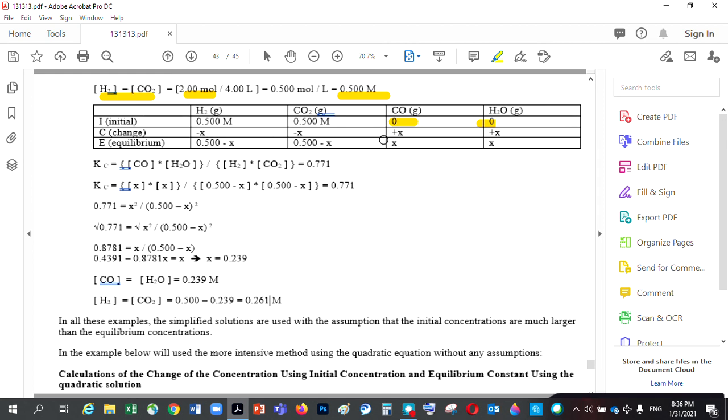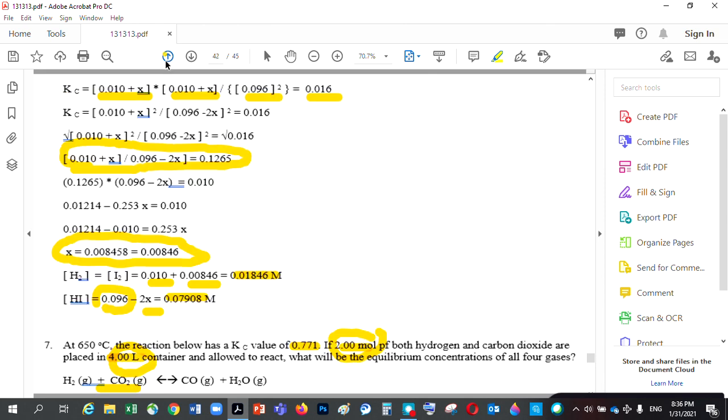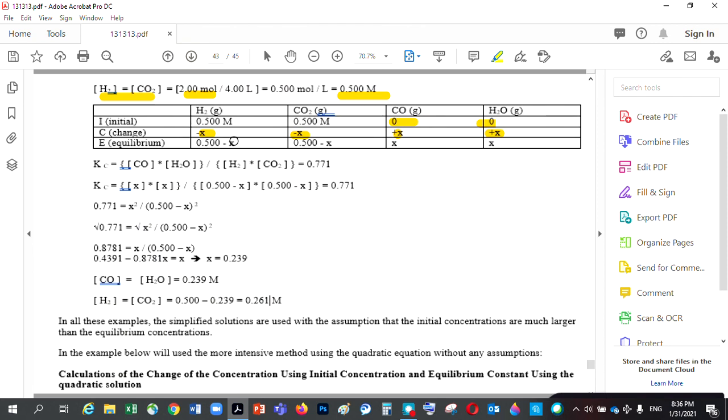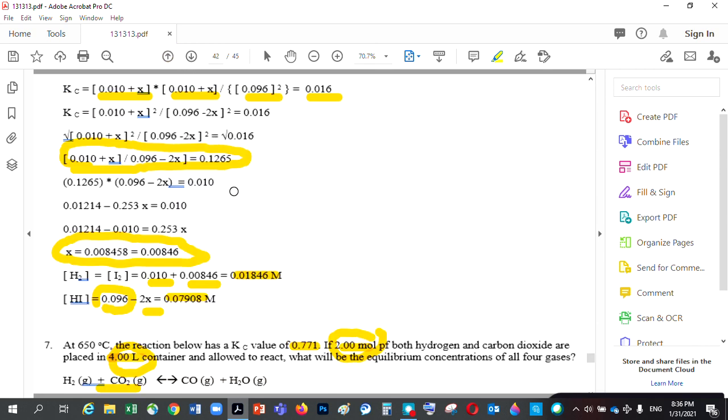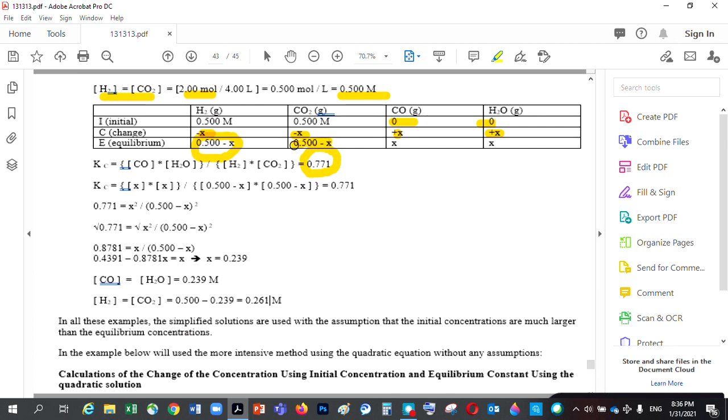Minus x, and here the products are produced, plus x, plus x. Remember, minus x means consumed. And in the reaction there is no 2x or 3x, because if you go back and look, all of them are in a 1 to 1 to 1 to 1 mole ratio. That's good. So now we have to use this. We know the value of Kc, which is this, correct? We can even verify this Kc. Here it is, that's the Kc value.